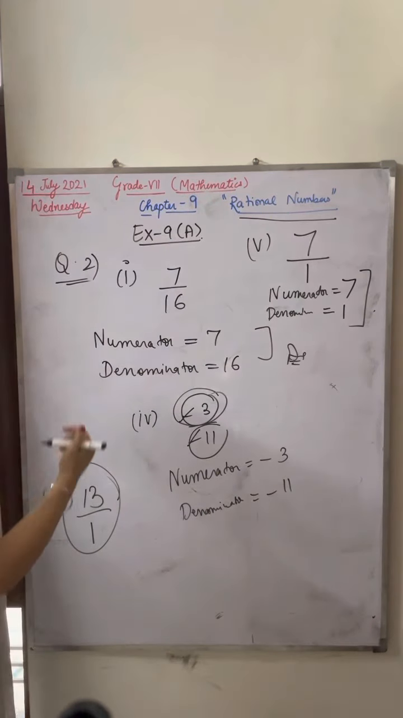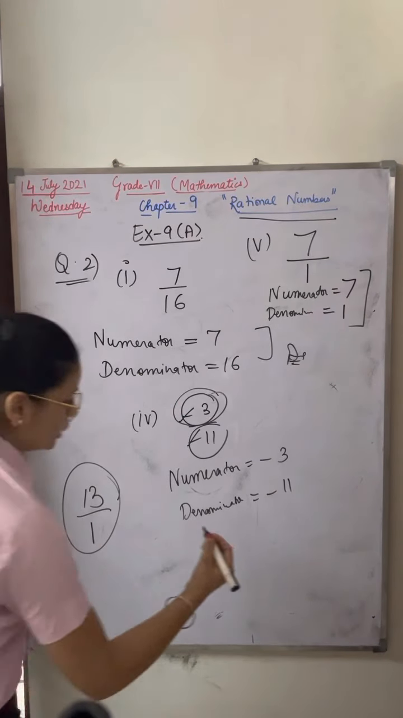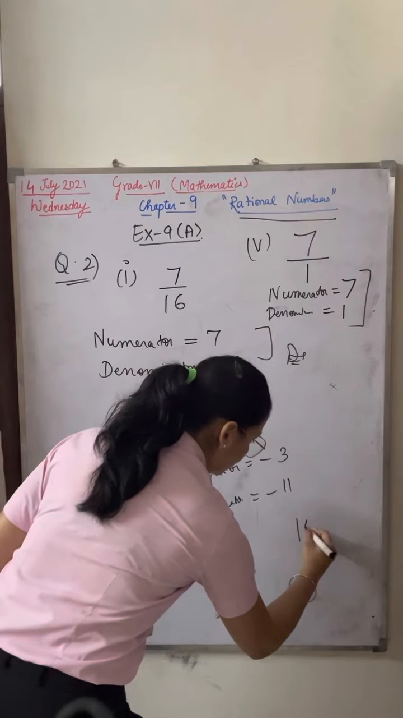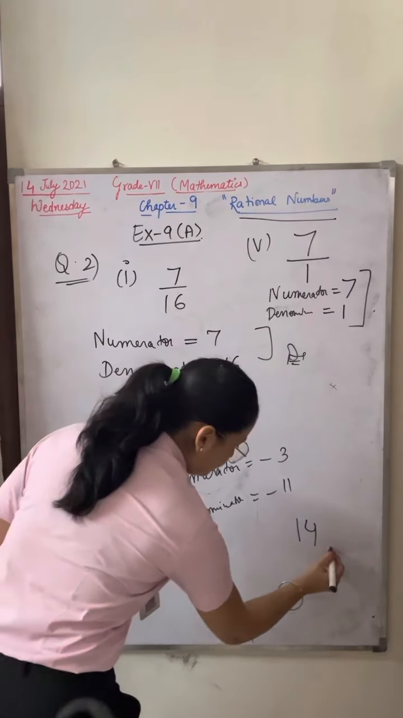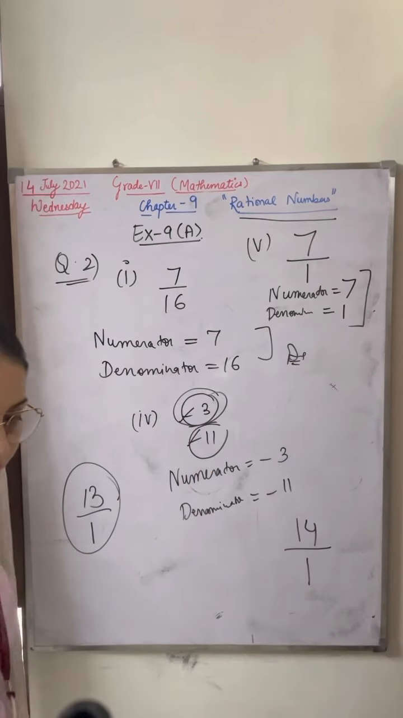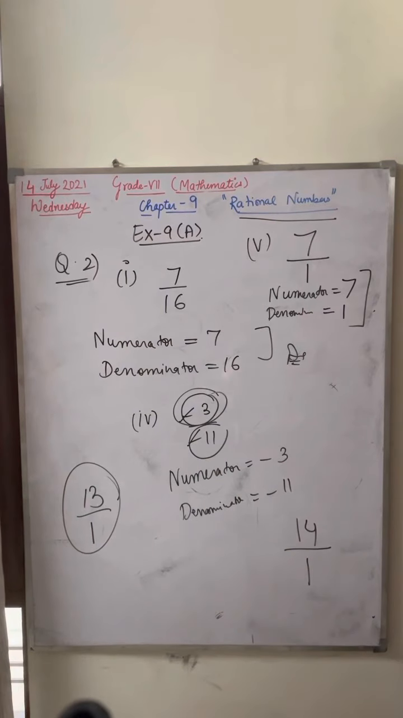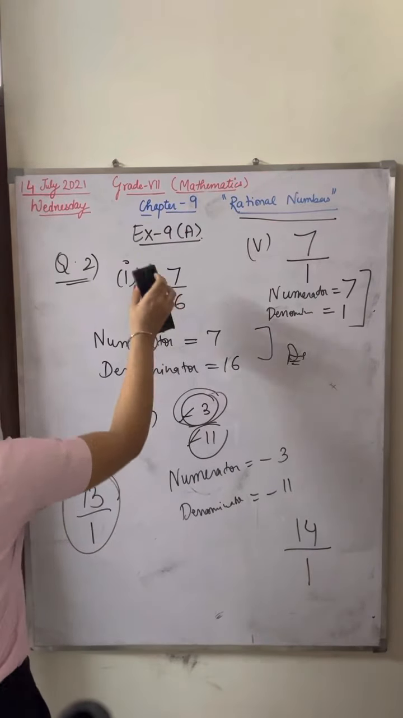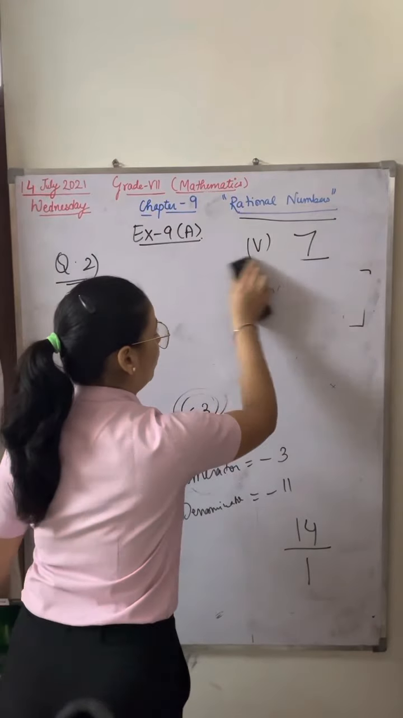If the question is given in this way, that only 13 is given, or suppose 14 is given and the denominator is not given, you have to write it divided by 1. Now let's start the next question. The other parts are your homework. The rest of the parts of the second question are your homework.